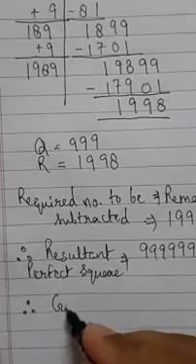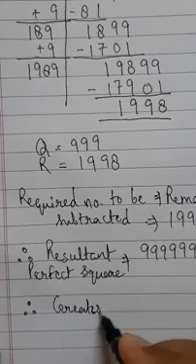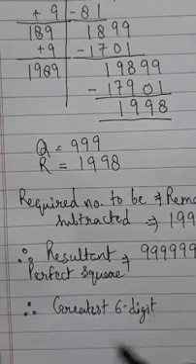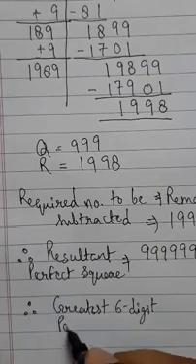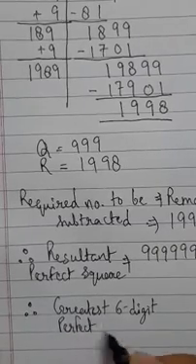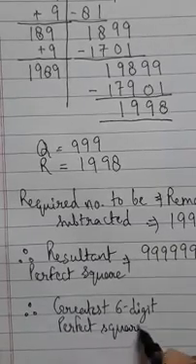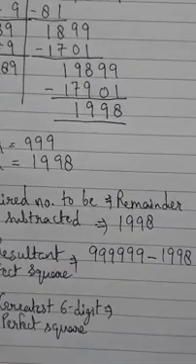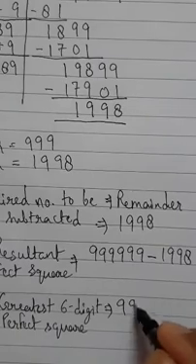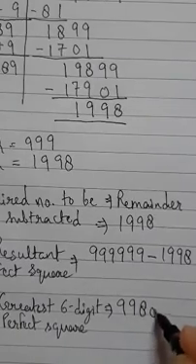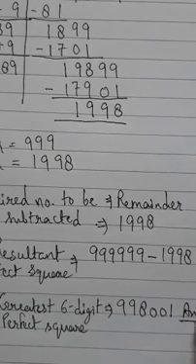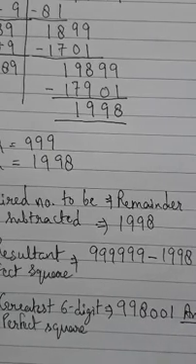So hence, the greatest 6-digit perfect square is actually equal to the number that we have calculated, 998001, and that becomes our final answer. This is how we are going to do it.